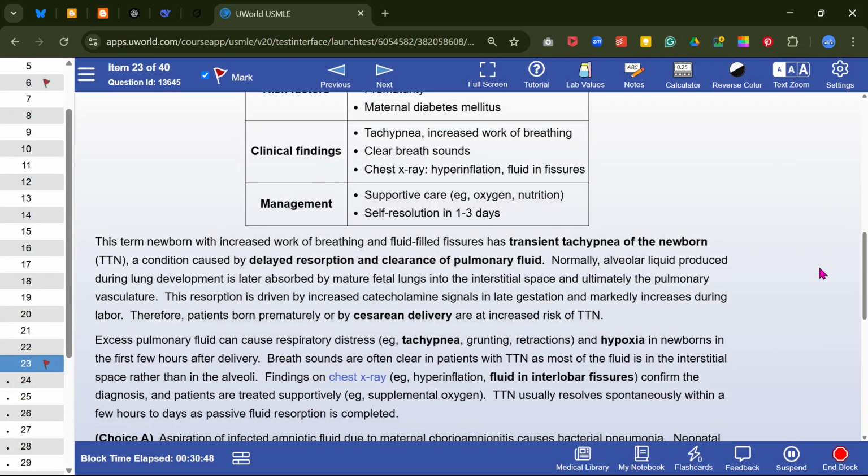Findings of chest X-ray, hyperinflation and fluid in the fissure, confirm the diagnosis, and patients are treated supportively with supplemental oxygen. TTN usually resolves within a few hours to days as passive fluid resorption is complete.